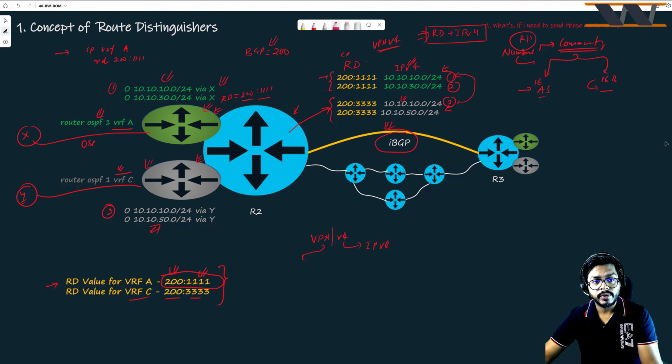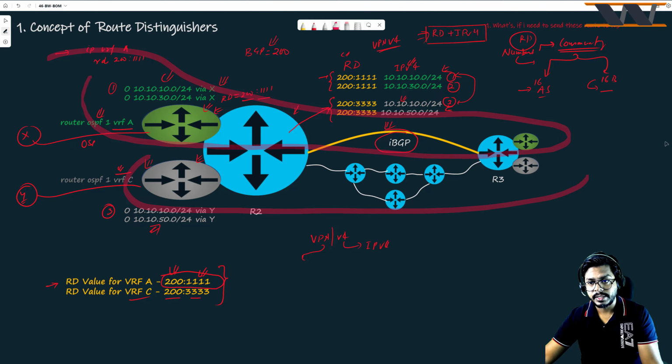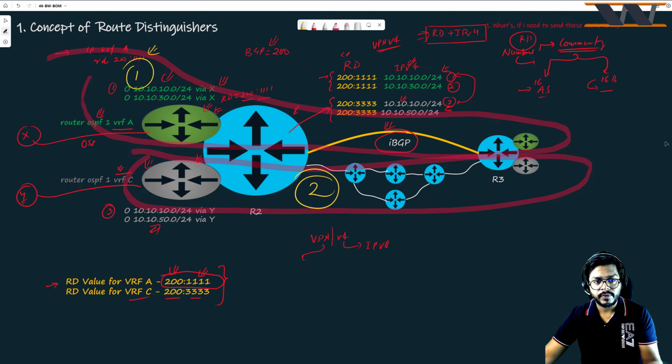What we want to create is a virtual private network for this green VRF, and we want to create another virtual private network for this gray VRF. It is as simple as that. We want to create a complete private network for VRF A, or customer A, and then a complete virtual private network for VRF B, or sorry, VRF C, and that is why we call them VPN.